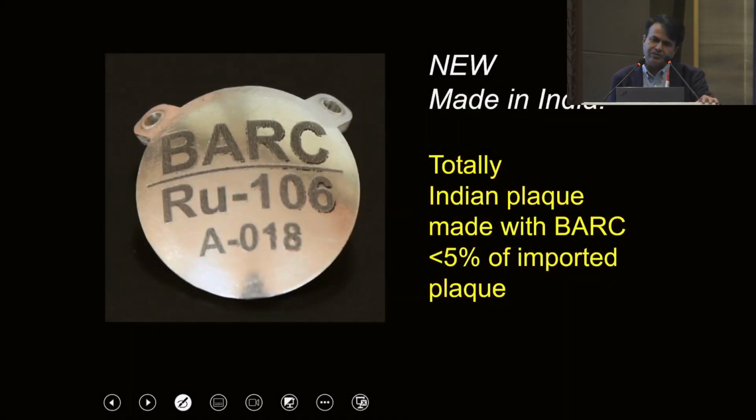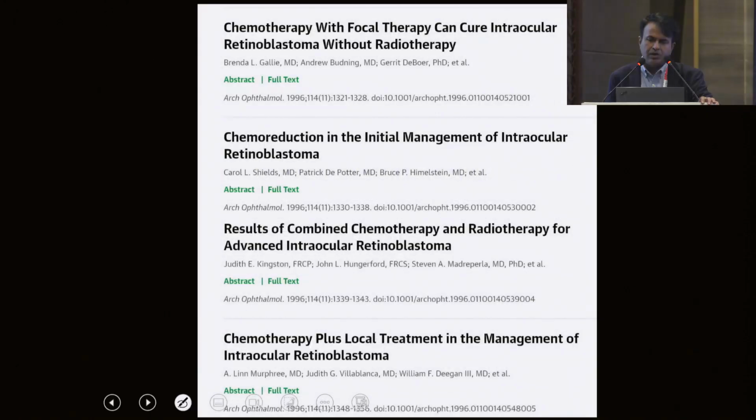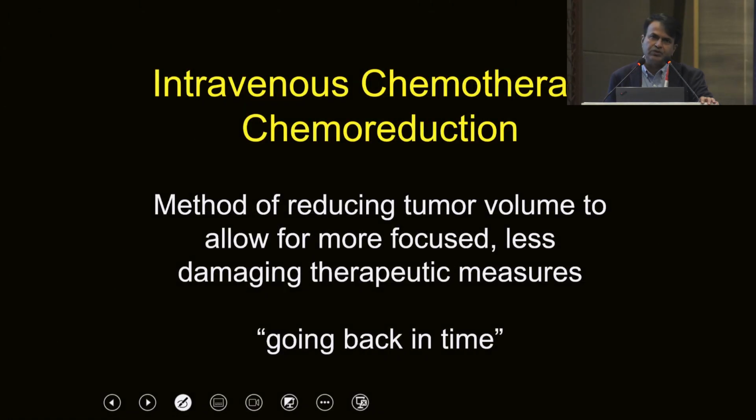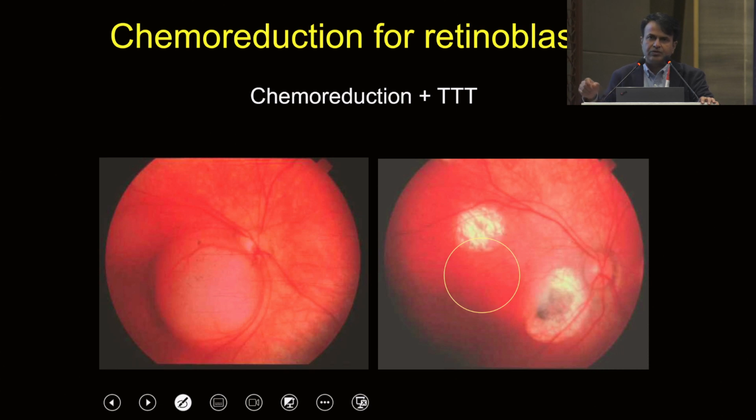And among recent advances, we have the Indian plaque, which is made by BARC, which costs less than 5% of the imported plaque. In chemotherapy, we have enjoyed the benefits of intravenous chemotherapy. It's a method of reducing the tumor size, the thickness, as well as the diameter, so that we can apply more focused, less damaging therapeutic measures. The advantage of chemotherapy is that the scar, again, is much smaller than the tumor that you began with. There are two tumors here, one there, and you can see the scar size is much smaller than the tumor that you began with. It's very advantageous in a posterior polar lesion because the macular fovea gets exposed very early in the course of treatment, thus maximizing vision.